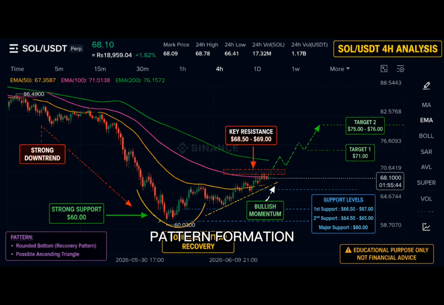Pattern formation. At the moment, SOL appears to be forming a rounded bottom recovery pattern. This pattern often indicates that selling pressure is fading, and buyers are gradually taking control of the market.